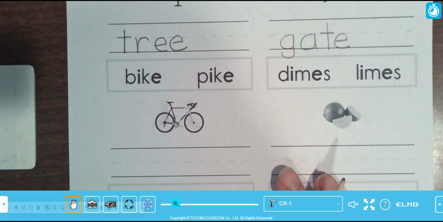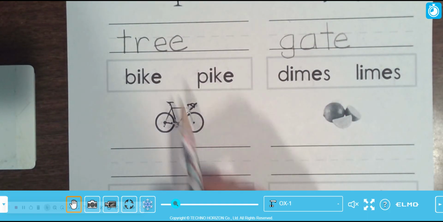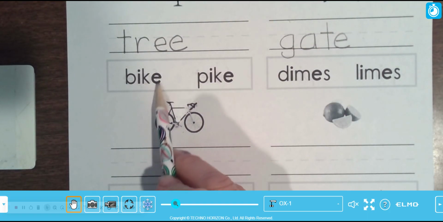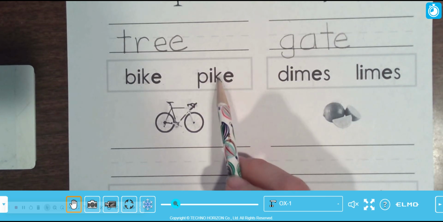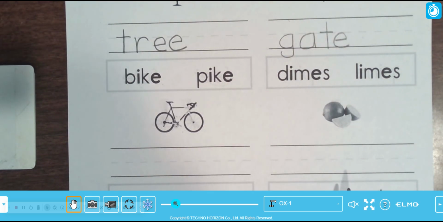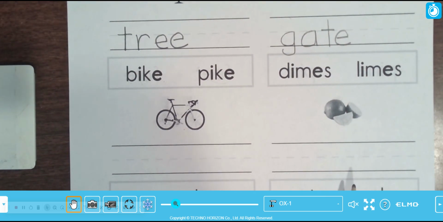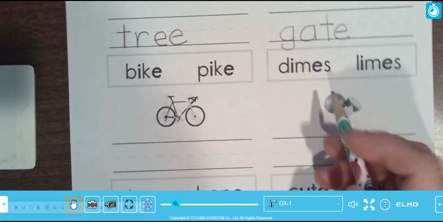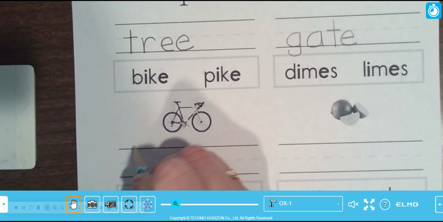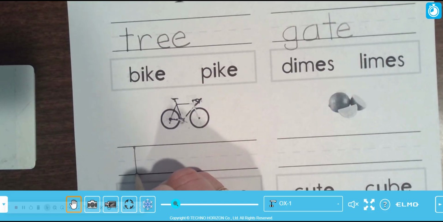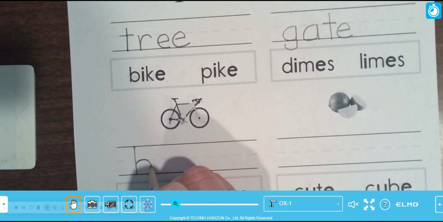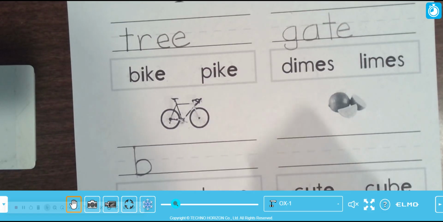Okay, let's read this word. Which word goes with this picture? Is it B, Ike, bike, or P, Ike, pike? Yes, it's bike. So let's write down bike. Starting up here at the top, we're going to make the bat or the stick. Go back up the stick, turn at the dash line. So stick, back up the stick. When you get to the dash line, turn.